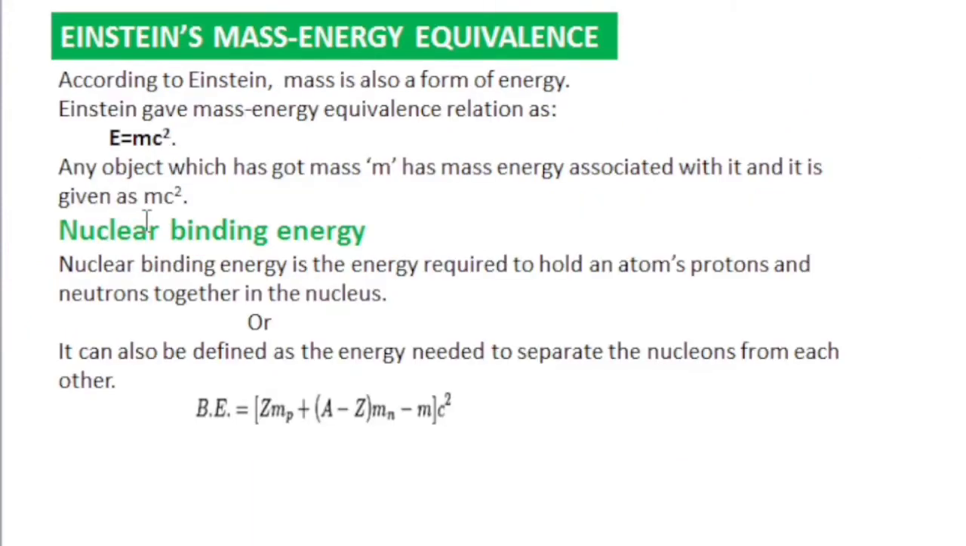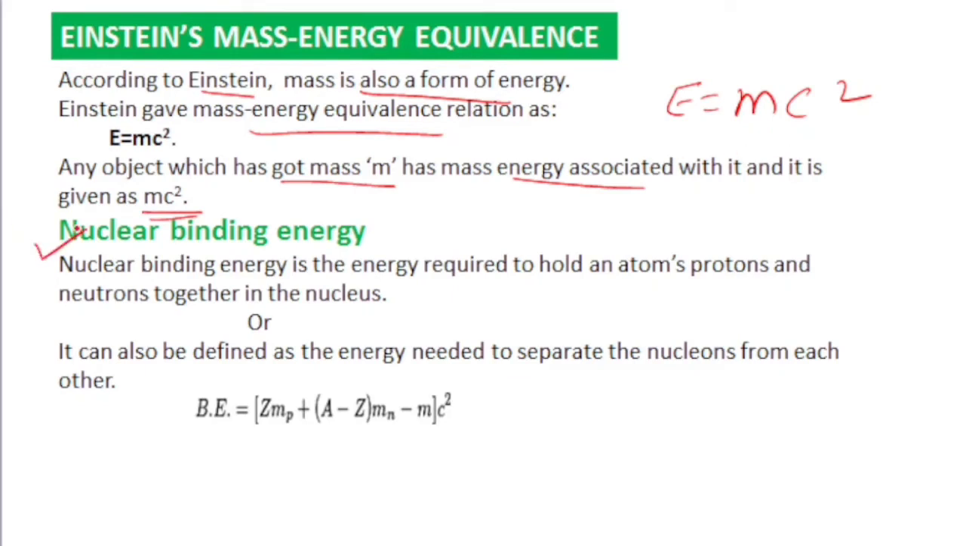After this, the next important topic is Einstein's mass-energy equivalence relation. According to Einstein, mass is also a form of energy. Einstein gave the mass-energy equivalence relation as E equal to mc square. It means any object which has some mass m has energy associated with it, and it is given as mc square. If any object has mass, it has some energy which is given by E equal to mc square, right?